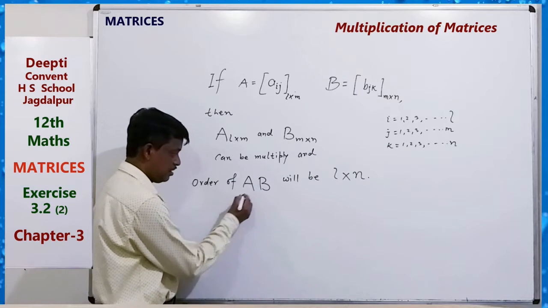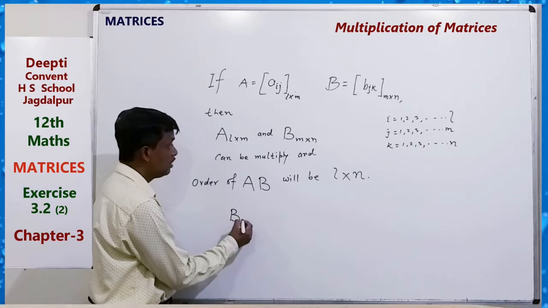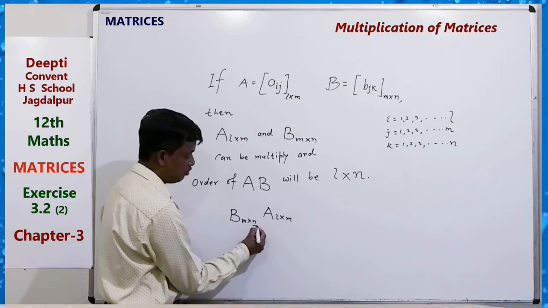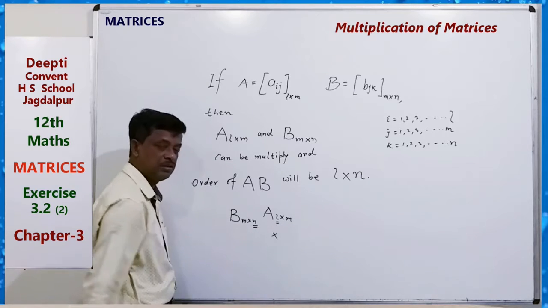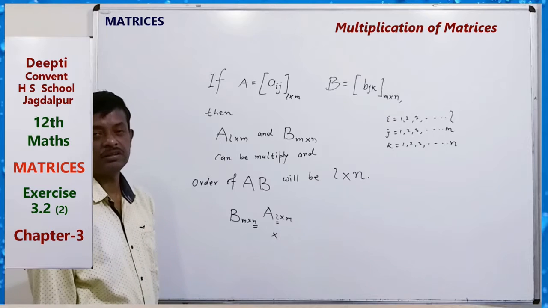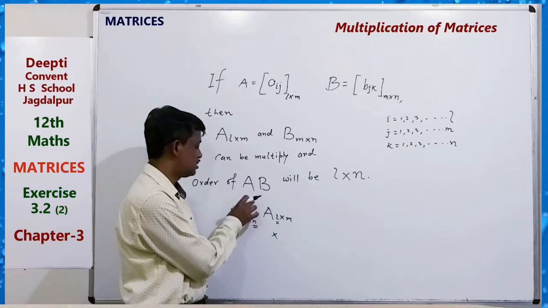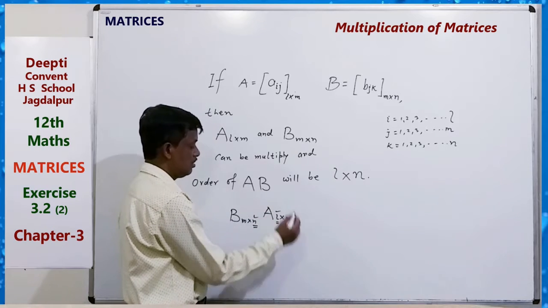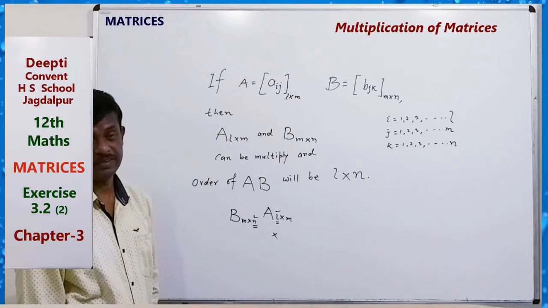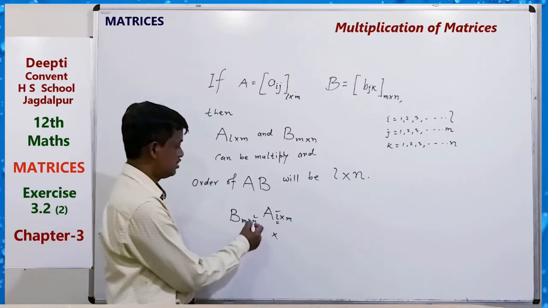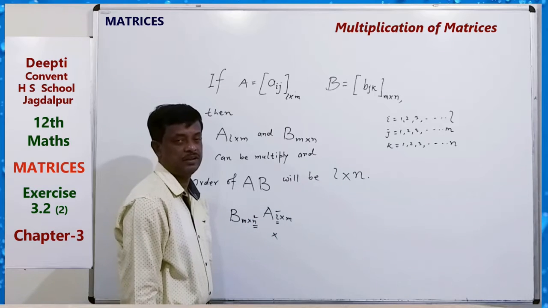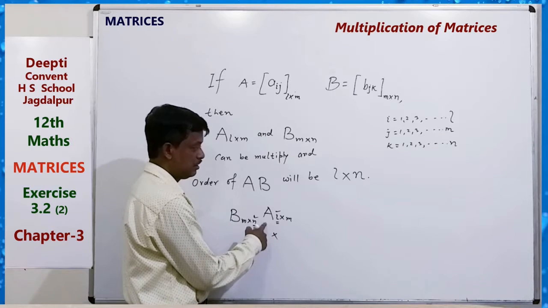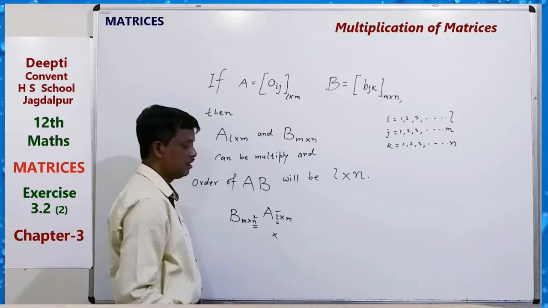And BA. B is M by N, and A is L by M. The number of columns and the number of rows are not equal. So BA cannot be defined. That is, multiplication BA cannot be defined. For this, N and L should also be equal. These two should be equal. It is not defined in this case if L and N are not equal.